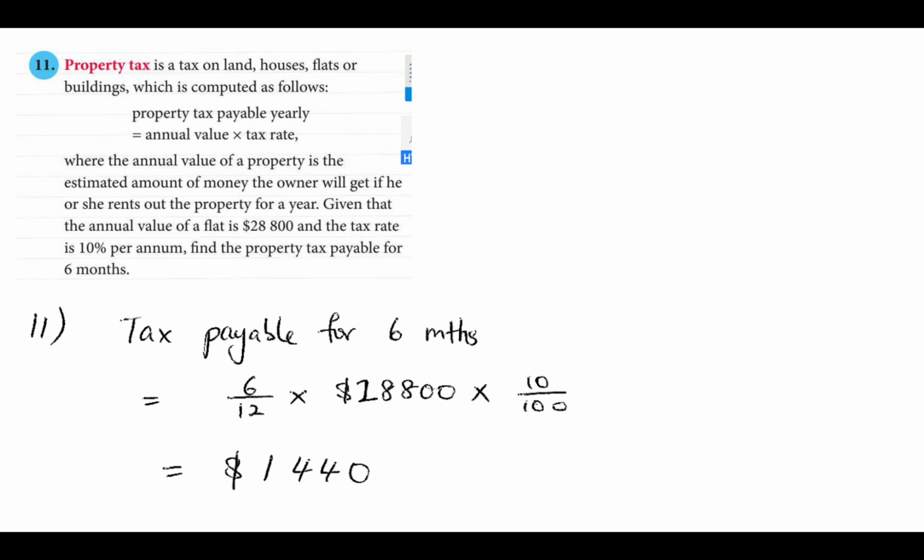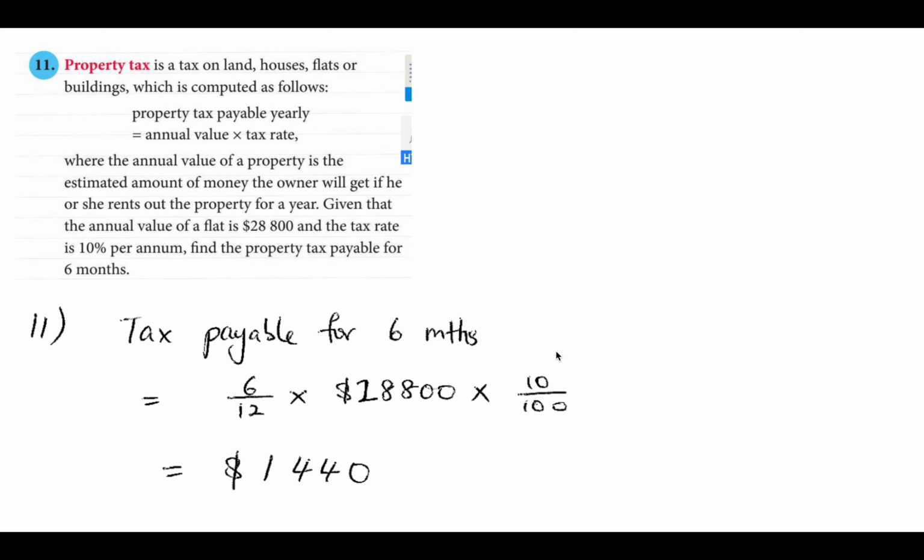Okay, next question on property tax. Property tax is a tax on land, house, flats, or buildings which is computed in the following manner, right? The property tax payable yearly is the annual value times the tax rate. The annual value of property is the estimated amount of money the owner will get if he or she rents out the property for a year. Given that the annual value of the flat is 28,800 and the tax rate is 10% per annum, find the property tax payable for 6 months.